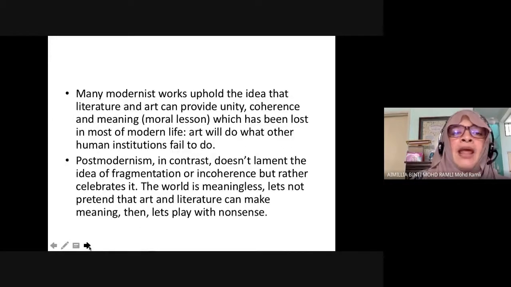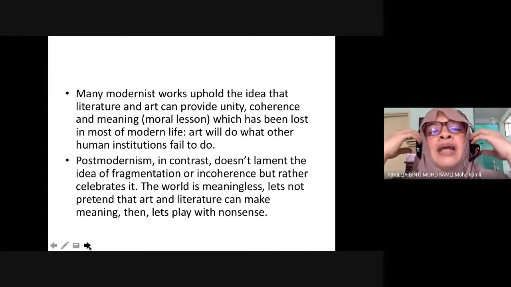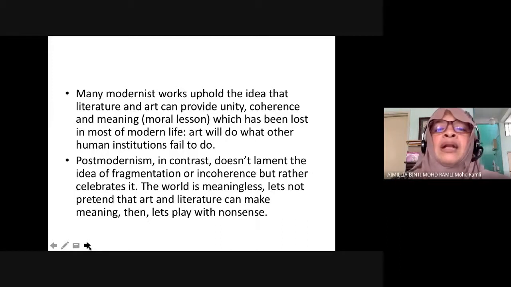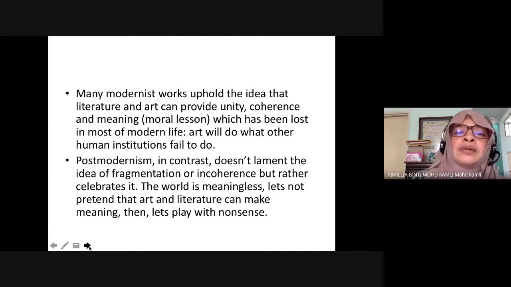Many modernist works uphold the idea that literature and art can provide unity, coherence, and meaning, moral lessons, which has been lost in most of modern life. Art will do what other human institutions fail to do. So modernists believe that art is the only thing that can bring progress because it can show you new techniques of writing literature, of drawing paintings, and so on. Yeah? So art will do what other human institutions have failed to do.